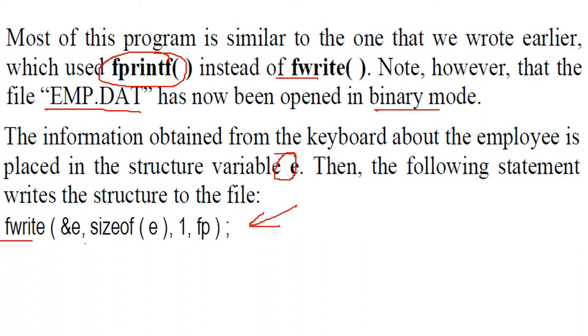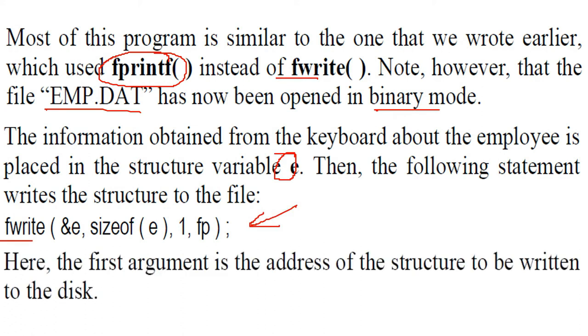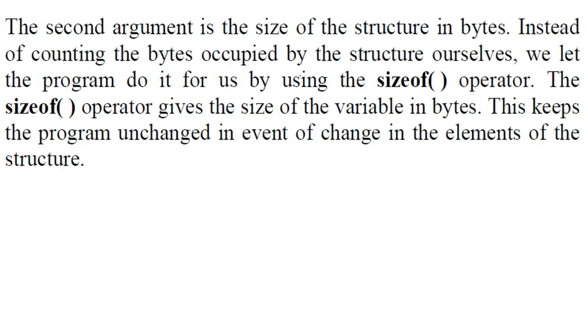This is fwrite, and I'll explain to you one by one what is here. The first argument is the address of the structure to be written on the disk. The second, as you just saw, is the size of. So the second argument is the size of the structure in bytes.